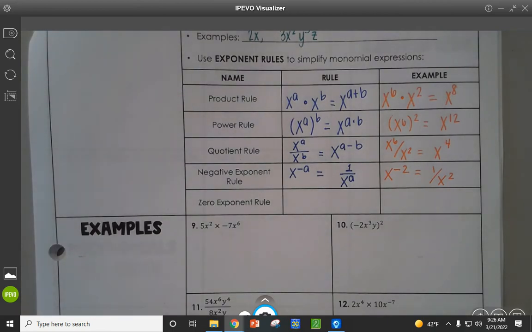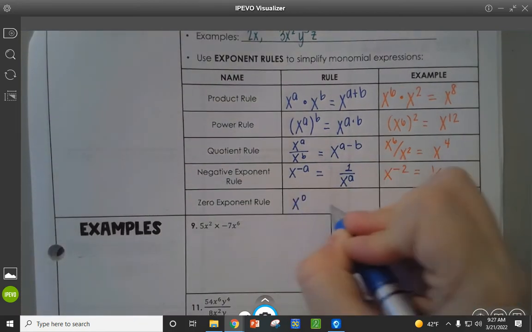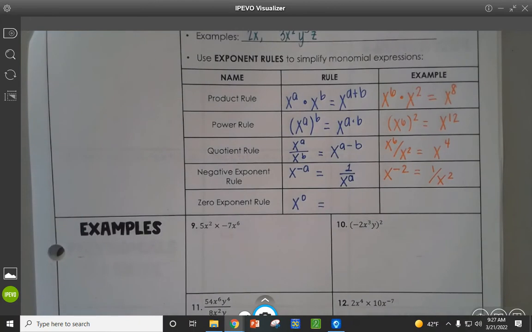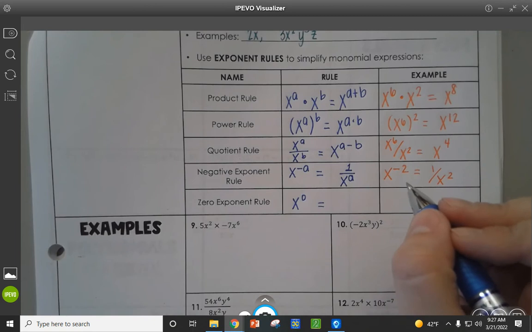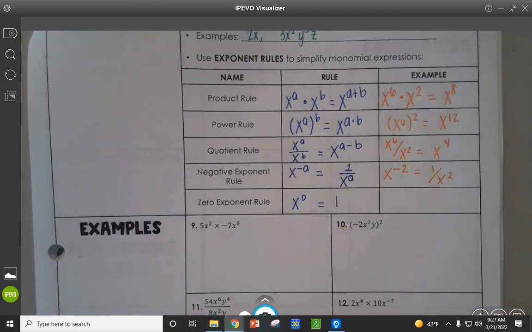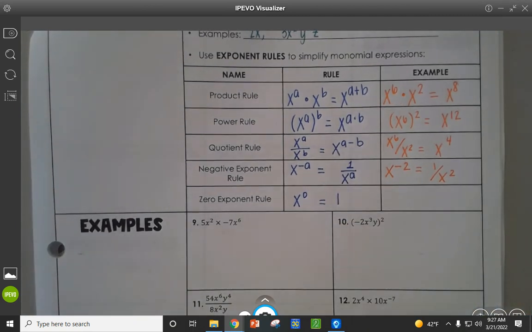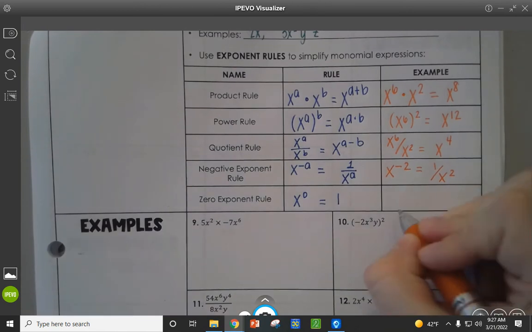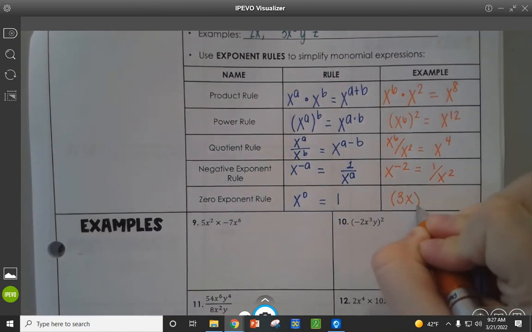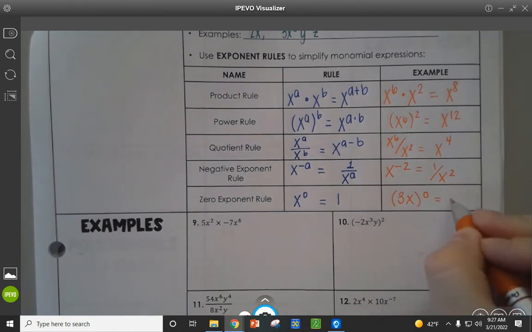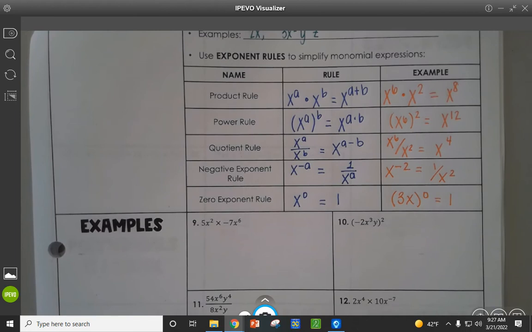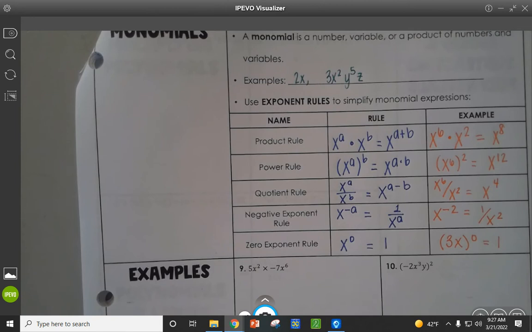And the 0 exponent rule says x to the 0 power, anything to the 0 power, does anybody know? It is not 0. It's 1. I'm going to show you why. So even if I have 3x to the 0 power, as long as that's in parentheses, the whole thing, that's equal to 1. So let's go over here, and I'm going to explain those two rules because those kind of seem like they don't make sense.